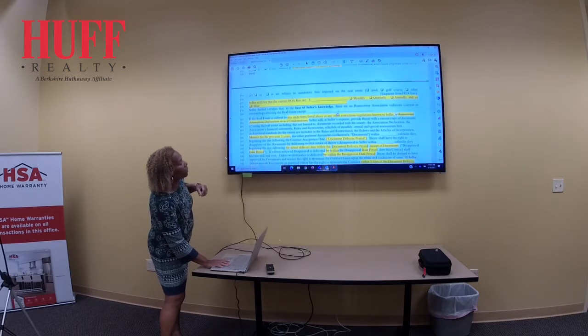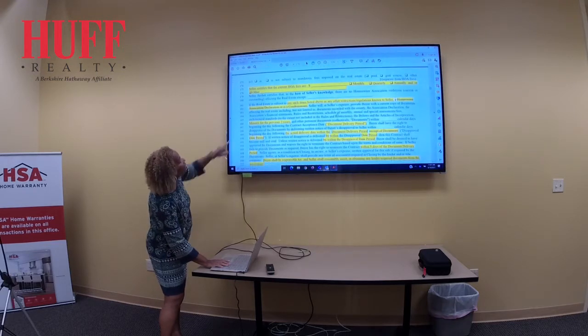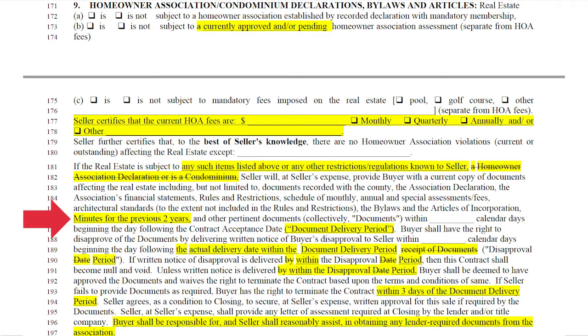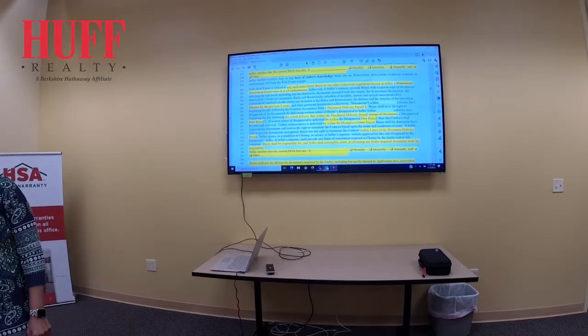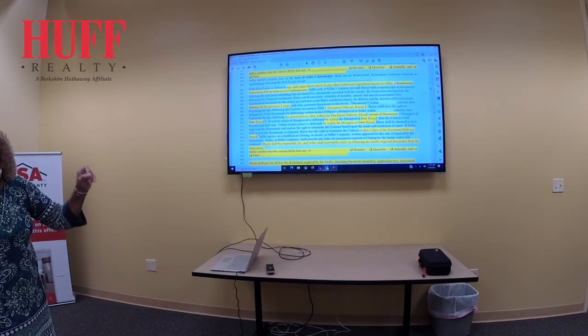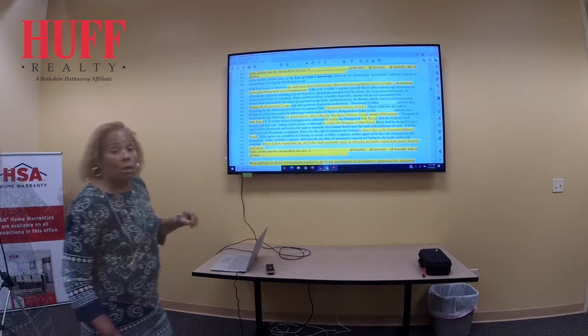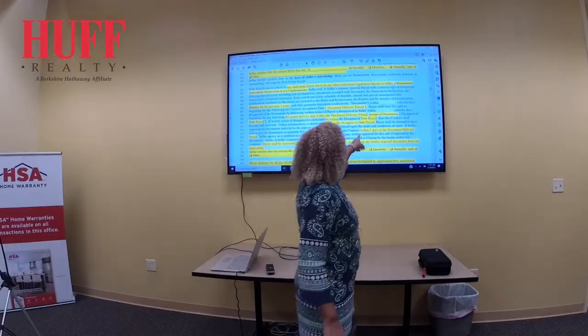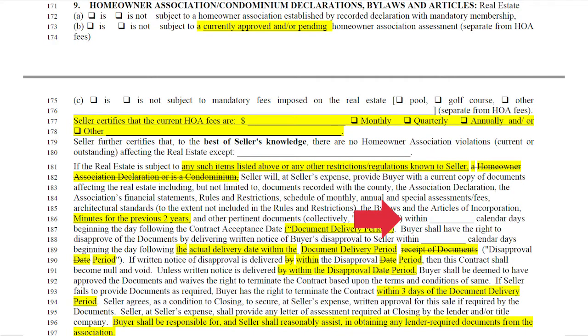Somewhere in here, though, it says that part of what they have to, yeah, here it is, minutes for the previous 2 years has been added. So not only the same old documents that you had to give for the homeowners association or condominium, you also have to make sure they have the minutes of the association meetings. Well, guess what? Nobody has it, but you got to get it to them within blank calendar days.